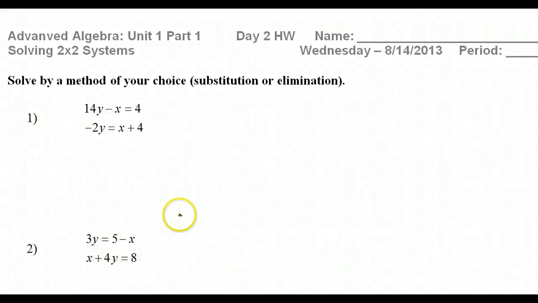All right, this is day 2 of our unit on solving systems of equations. We're just going to be practicing a little bit more with our substitution and elimination. Now, for this assignment, you were allowed to choose whether you wanted to do substitution or elimination.